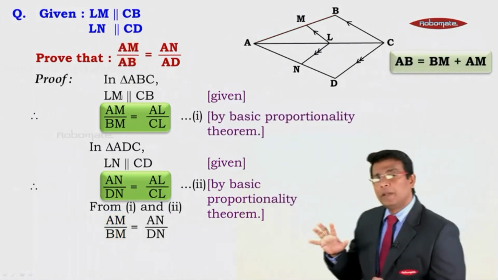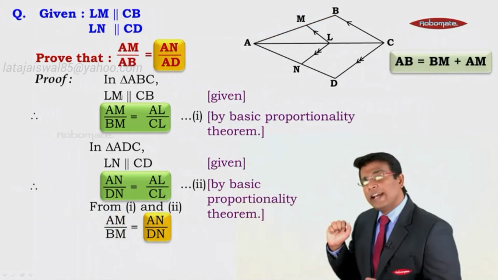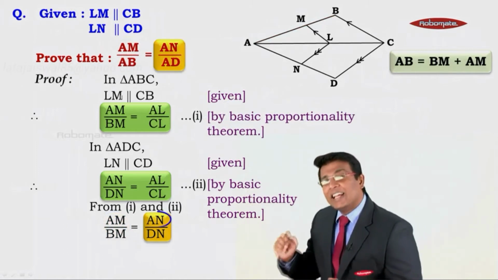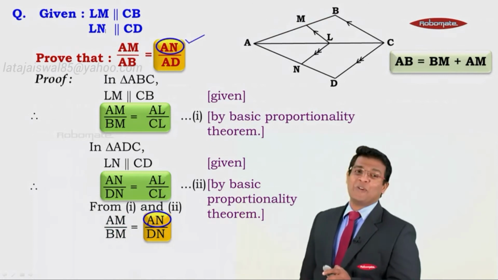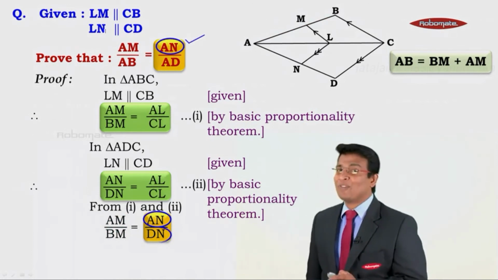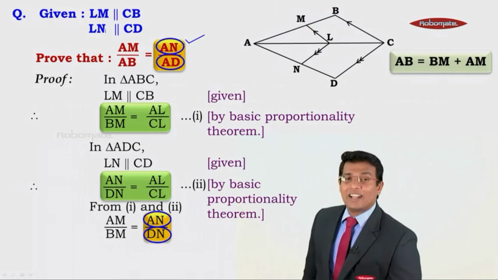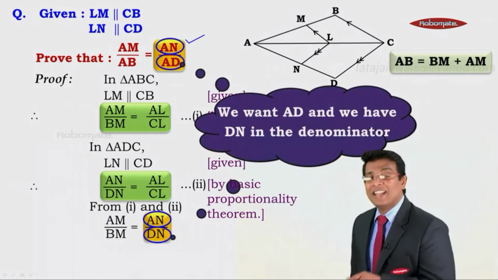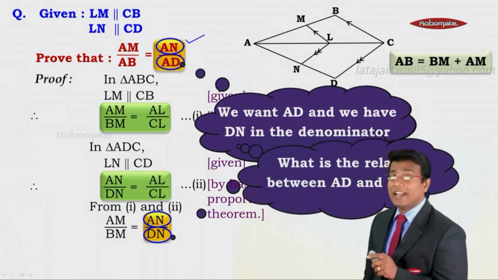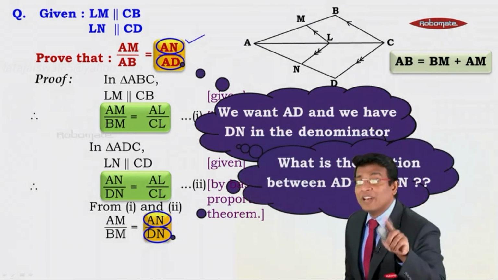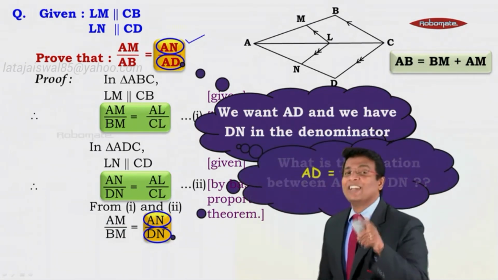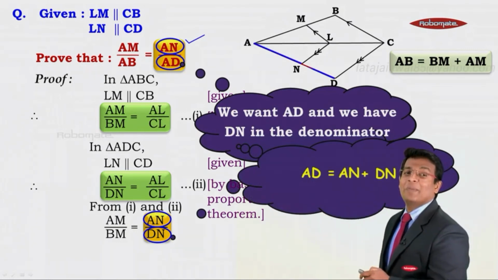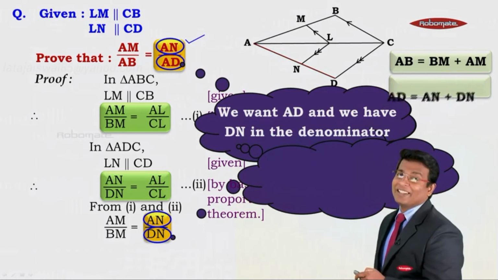Now, the same way, look at the right hand side of what we want and what we have got. AN in the numerator, AN in the numerator. That means we have got the numerator. That means we need to focus on the denominator. In the denominator, we want AD, but we have DN. There has to be some relation between AD and DN. What is the relation? Let's observe that. AD is nothing but AN plus DN. Let's keep it aside there.